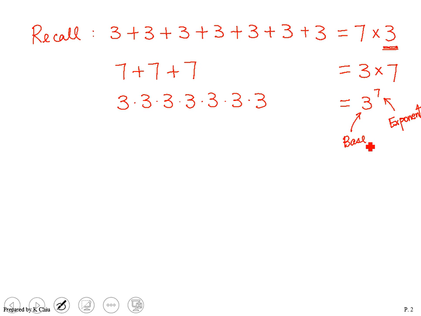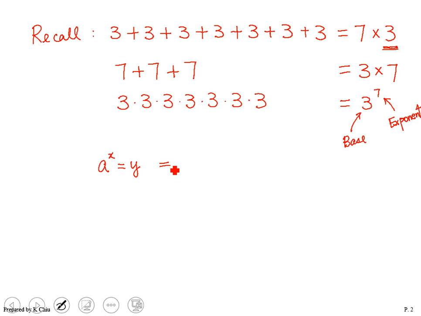Remember 3 to the 7, the exponent is telling you how many times you are going to multiply the base together. Don't have the base and the exponent multiplied together. 3 to the 7 is not equal to 3 times 7. So now we are going to extend that a little bit more. Let's see if I have a to the x power equals y. That means a times itself, x times, would be equal to y.